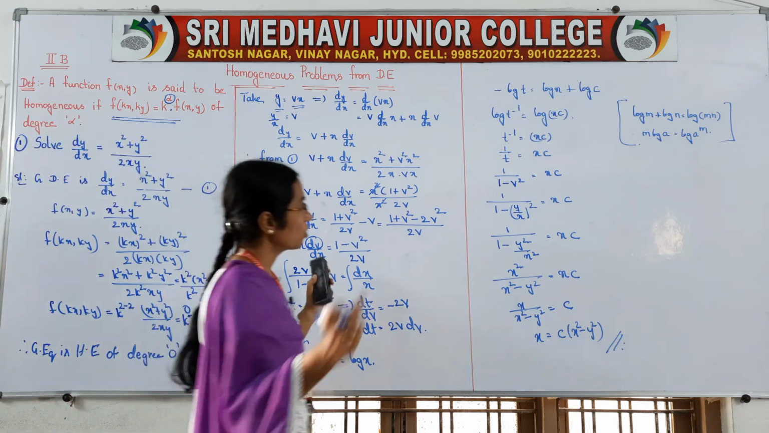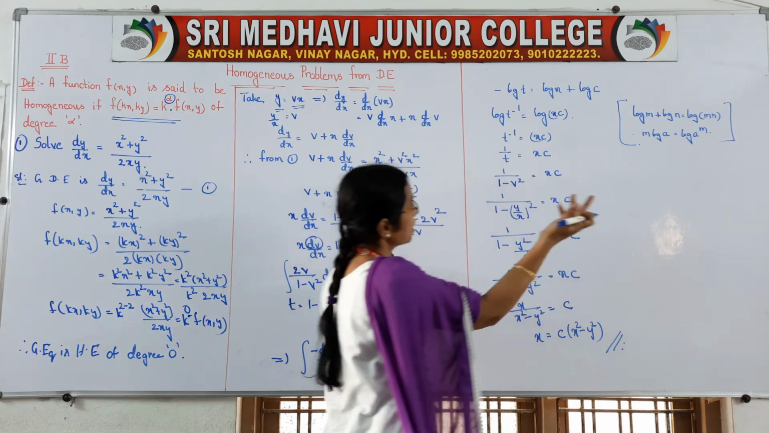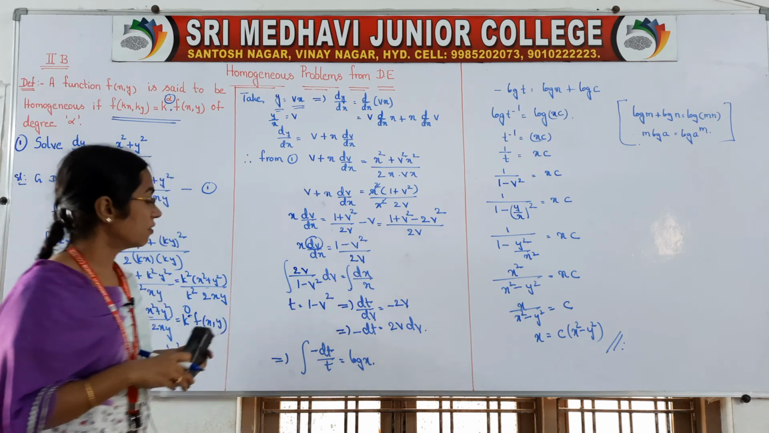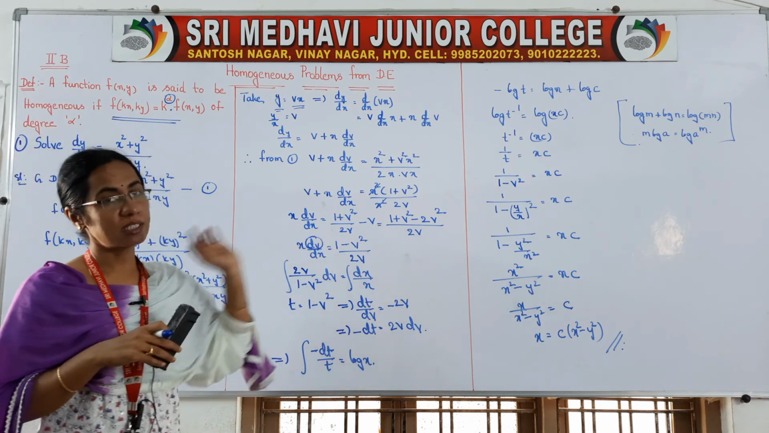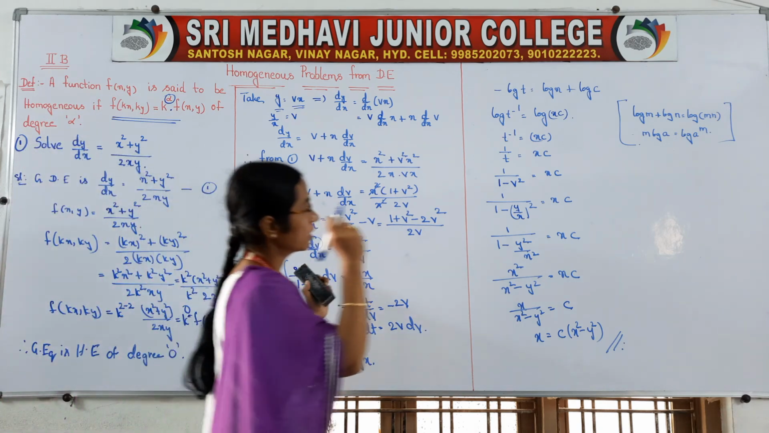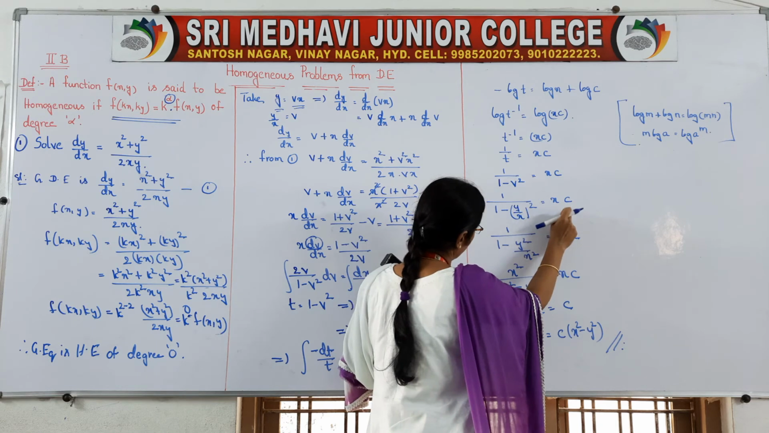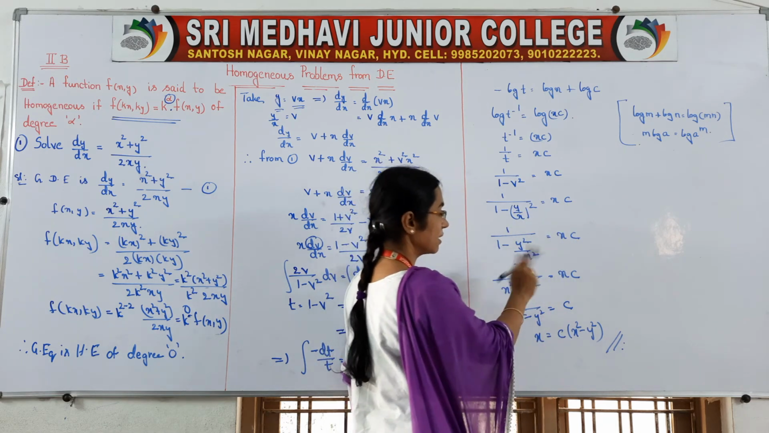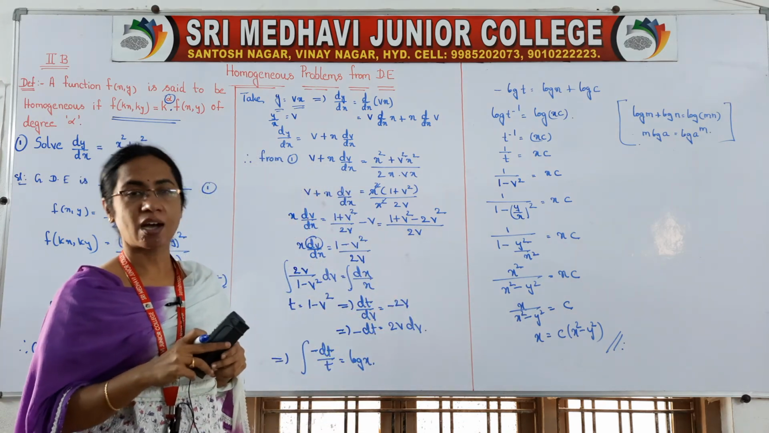Next we can write t to the power of minus 1 as 1 by t, and what is our t? We have taken t is equal to 1 minus v square. Wherever v is there, you take y by x. So 1 by 1 minus y by x whole square is equal to xc. So send x square, taking the LCM and sending upwards, x cancels. So this is your answer.